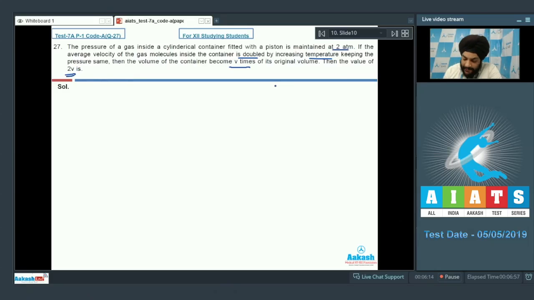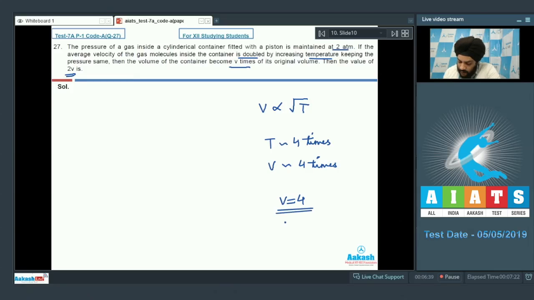So students, the velocity is proportional to the square root of T. Now, if the examiner has told us that the velocity has become double, it means that the temperature has become 4 times. So students, if the pressure is constant and the temperature is made 4 times, then the volume also has to be made 4 times. So we can clearly see that the value of V is equal to 4, and since we have to report the value of 2V, we have to mark the answer for this question as 08. Let us look at the next question.